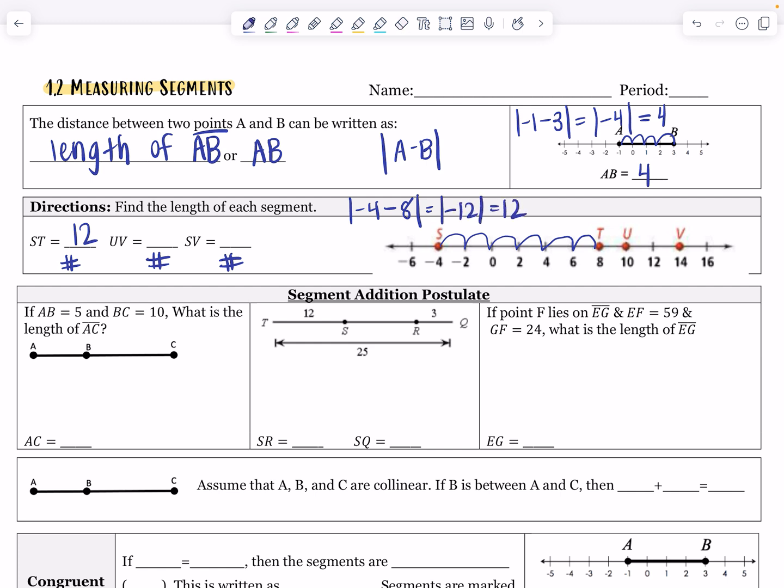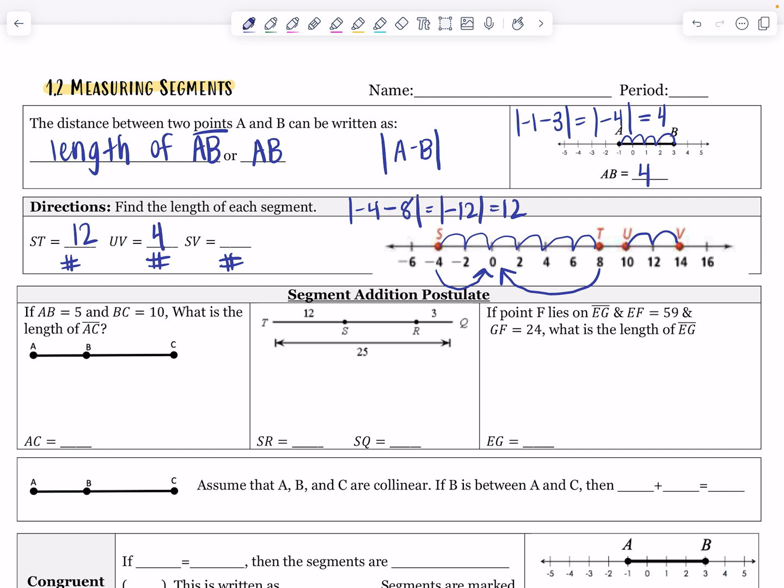Another way you can do this is just to think that from -4 to 0 is 4, from 8 to 0 is 8, and so 4 plus 8 is going to be a total of 12. UV is a lot easier to count. It goes from 10 to 14, so we know that the difference of that is going to be 4. Absolute value of 4 is 4.